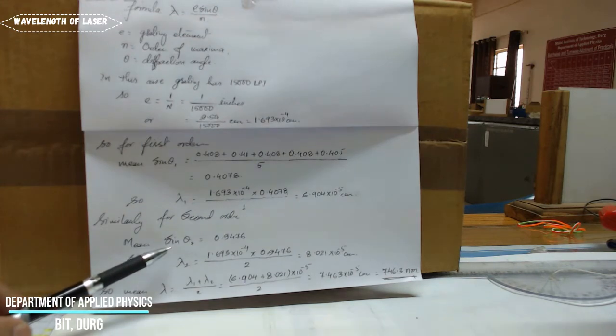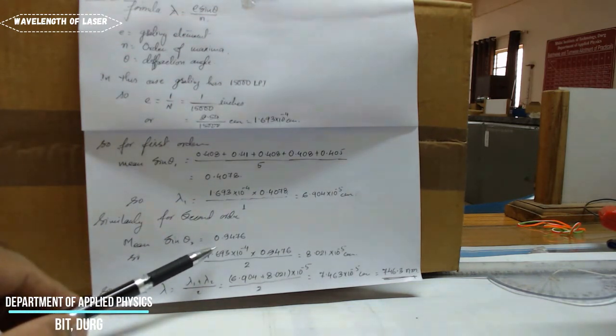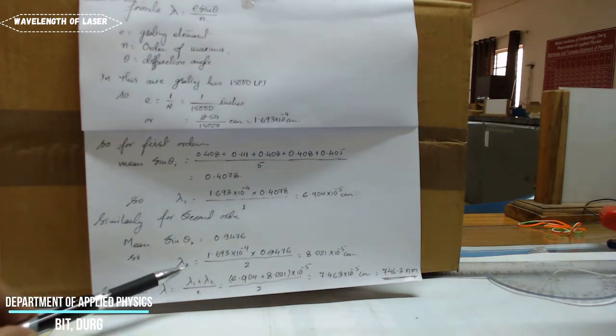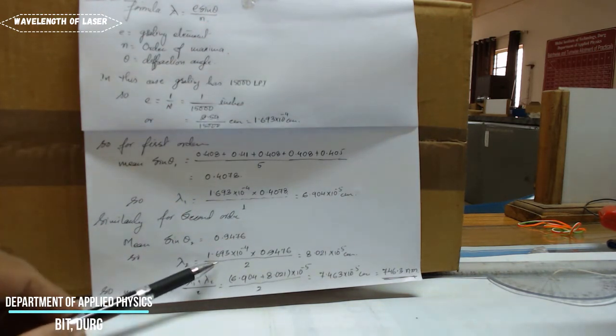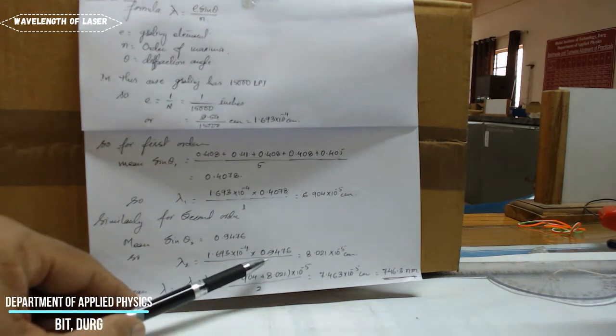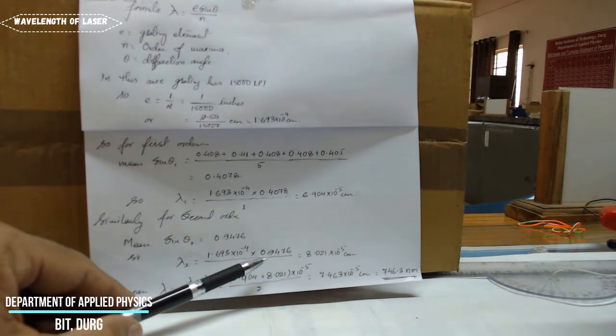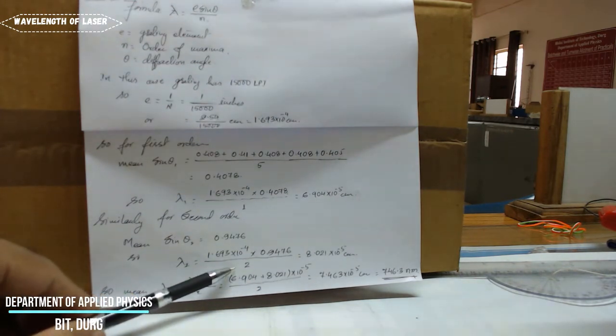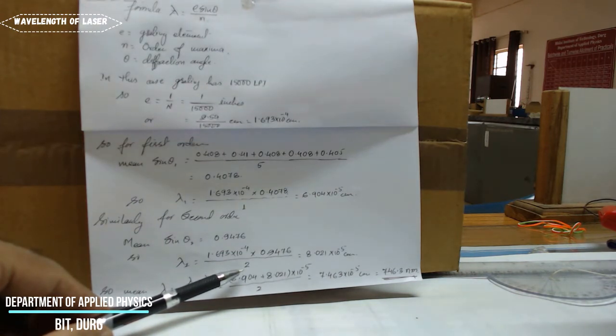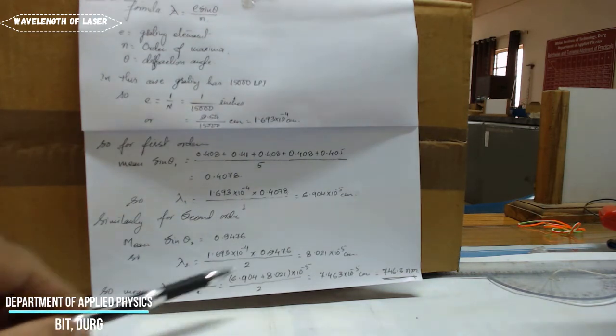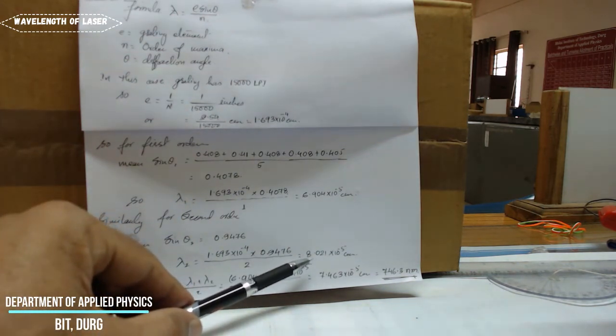Similarly, I calculate the mean value of sin theta for the second order. It comes to be equal to 0.9476. For lambda 2, again e has the same value of 1.693 multiplied by 10 raised to minus 4, multiplied by the mean value of sin theta 2, that is 0.9476, divided by n. Here, because we are taking the second order, the value of n is equal to 2. When I calculate, the value of lambda comes to be equal to 8.021 into 10 raised to minus 5 or 802 nanometers.